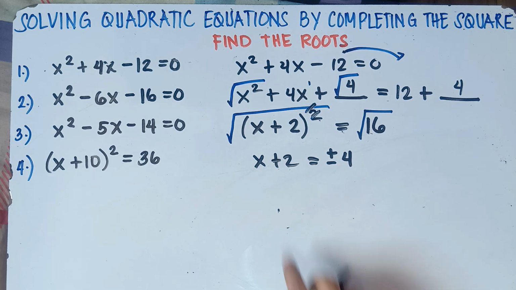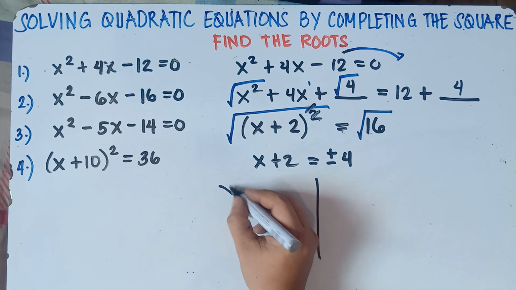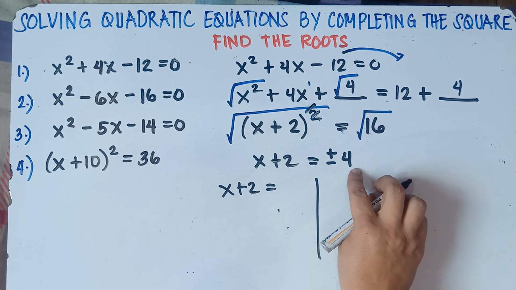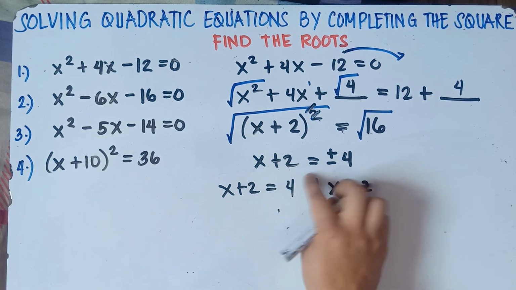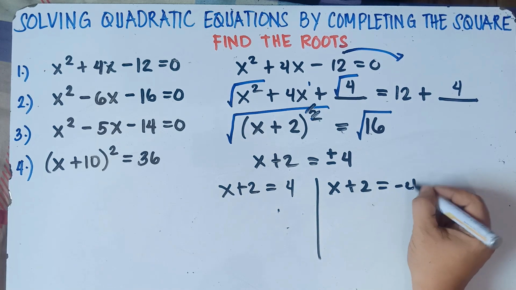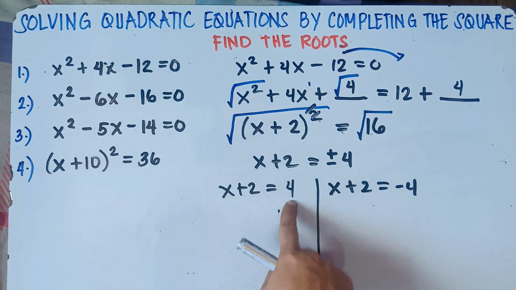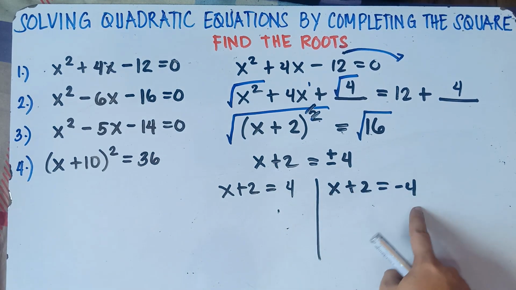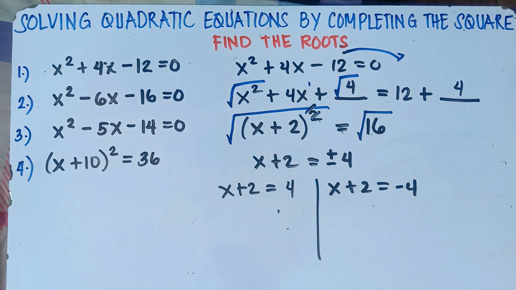Alright, and then almost done, class. We separate this one. So copy this one: x plus 2 equals, start with positive 4. And then x plus 2, copy this one, then start with negative 4. So this will be x plus 2 equals positive 4, and x plus 2 equals negative 4, because we do have two solutions, positive then negative 4.